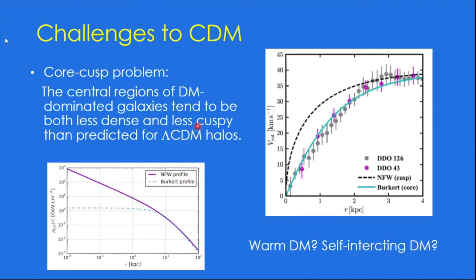So this is a rotation curve with NFW, and in blue is the Burkert profile. NFW is cuspy, Burkert has a core. This raised an important question whether baryonic feedback alters the structure of dark matter halos, or maybe the dark matter is self-interacting.